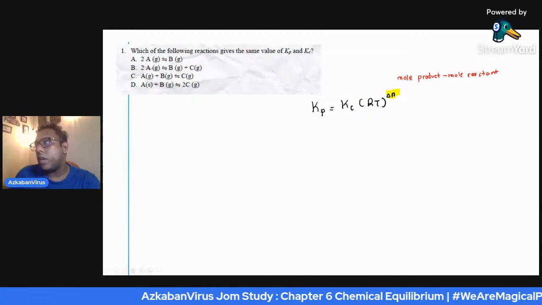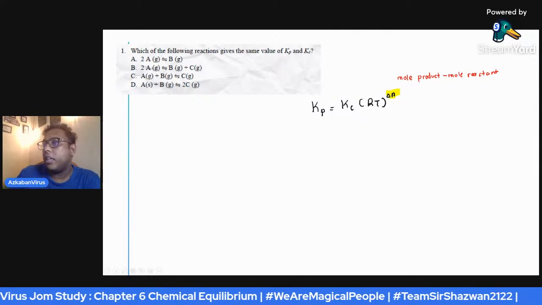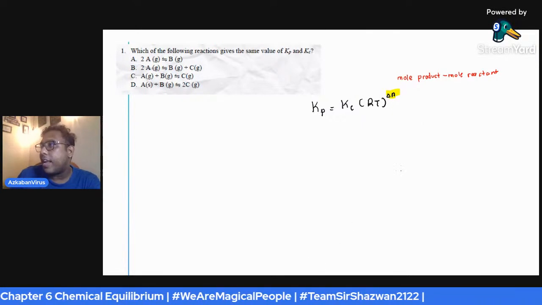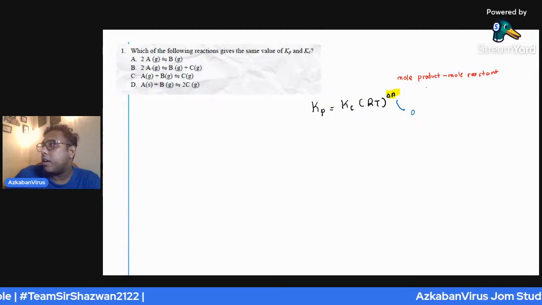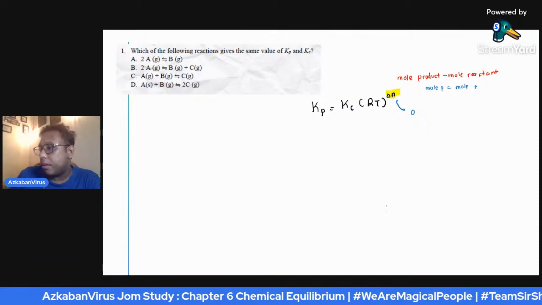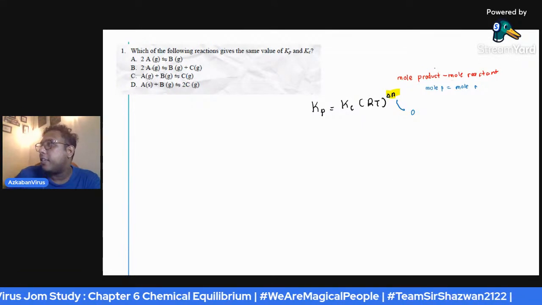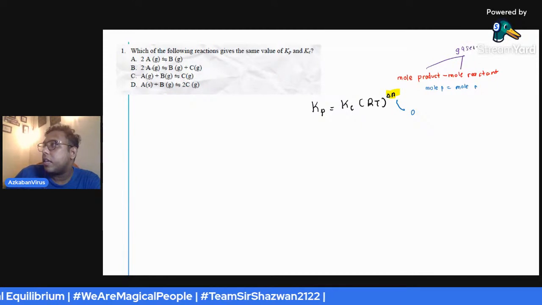Okay, so over here kita nak tengok macam mana nak dapat value of Kp equal to Kc. So cara nak dapat dia, value of delta N ni mestilah nilai dia kosong. Bermaksud mole of product mesti sama dengan mol reaktan. Remember, mole yang kita refer dekat sini mestilah untuk hanyalah gaseous species saja.